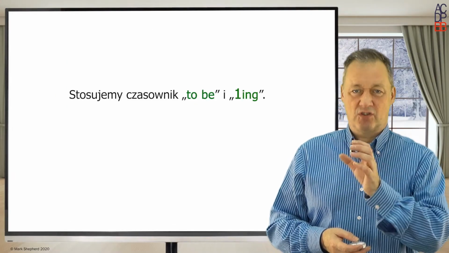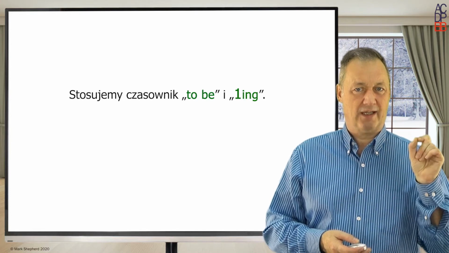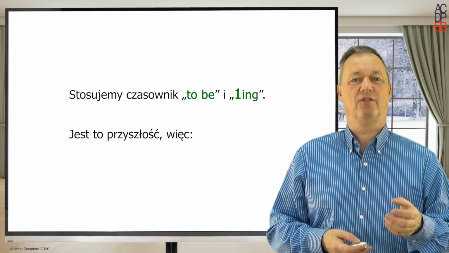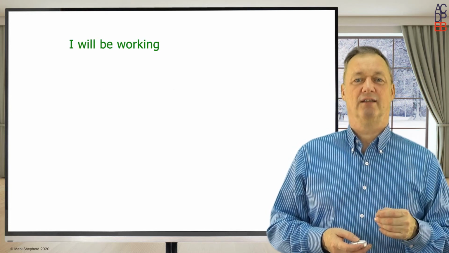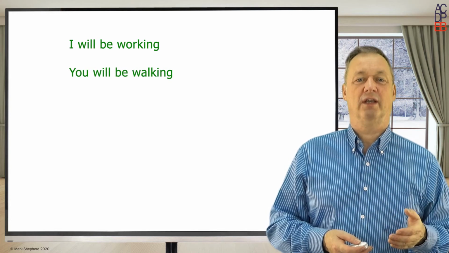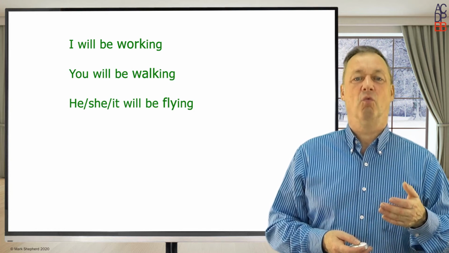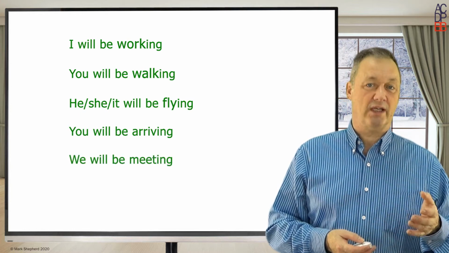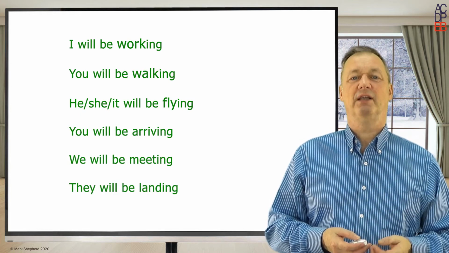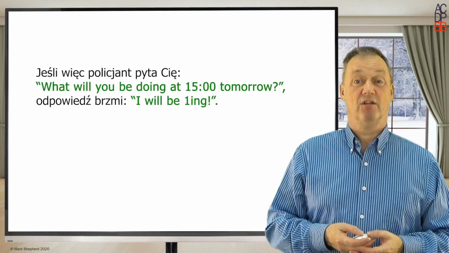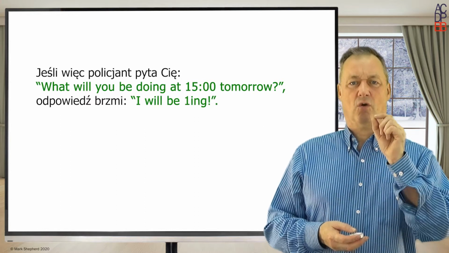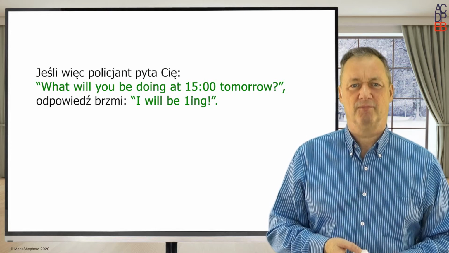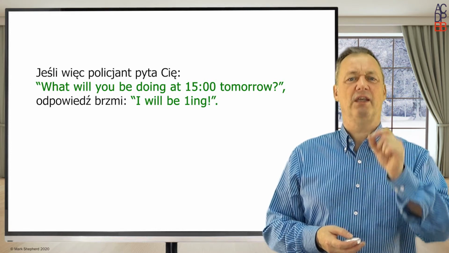We use the verb to be followed by one ing. It's in the future, so it's I will be working. You will be walking. He, she, or it will be flying. You will be arriving. We will be meeting. They will be landing. So, if the policeman asks you, what will you be doing at 3 o'clock in the afternoon tomorrow? The answer is, I will be column 1-ing.